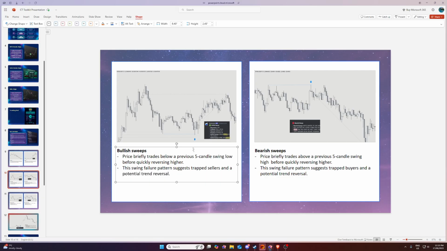The idea is that we have breakout traders who enter the breakdown but get trapped. So yeah, that's the bullish sweep, and for bearish sweep you just swap that around. Pretty straightforward.